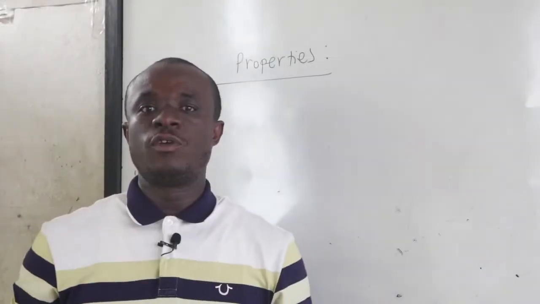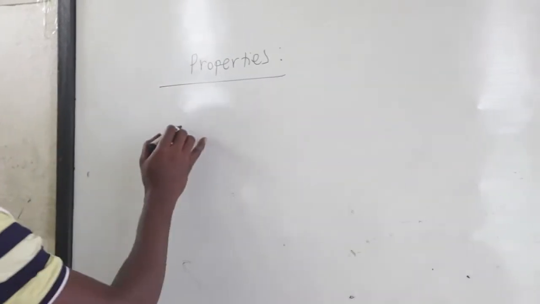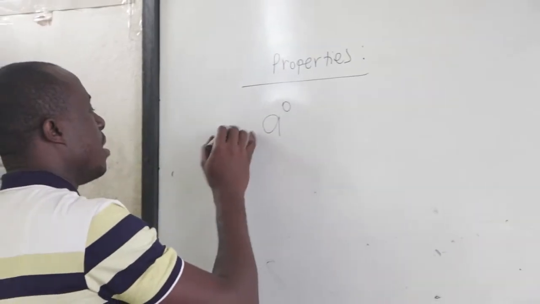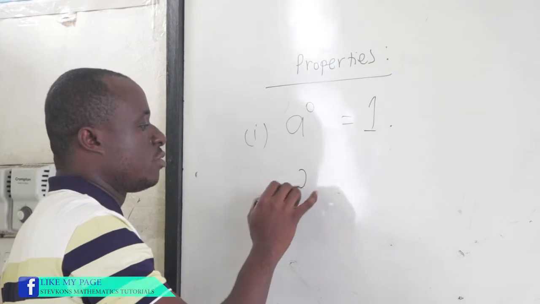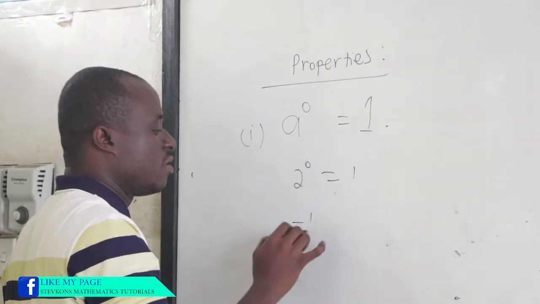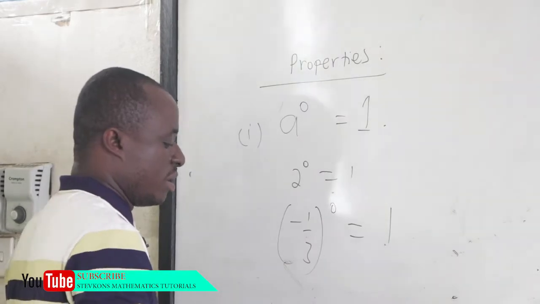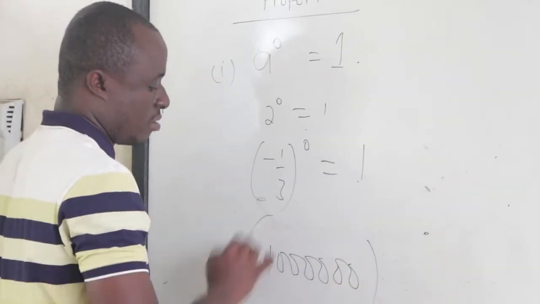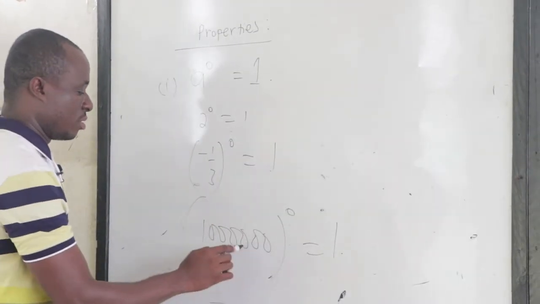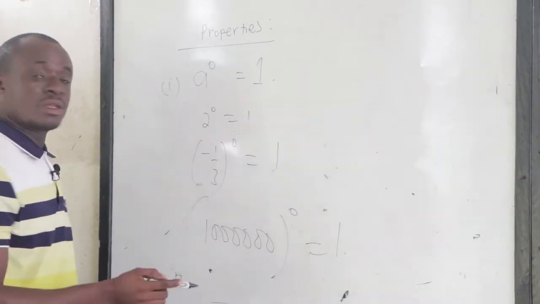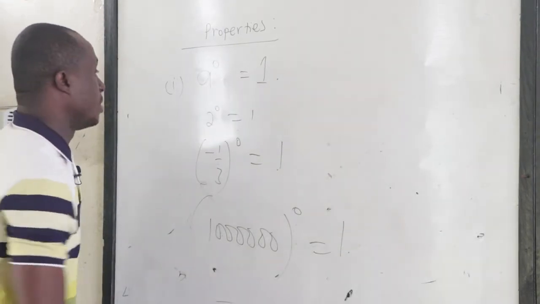Now let's consider the following properties under indices. Any non-zero number to the power 0 is 1. So if you have 2 to the power 0, it is 1, negative 1 over 3 to the power 0 is 1. If you have 1 million to the power 0, you have 1, or 123 to the power 0, that is 1. Any number at all to the power 0 is 1.